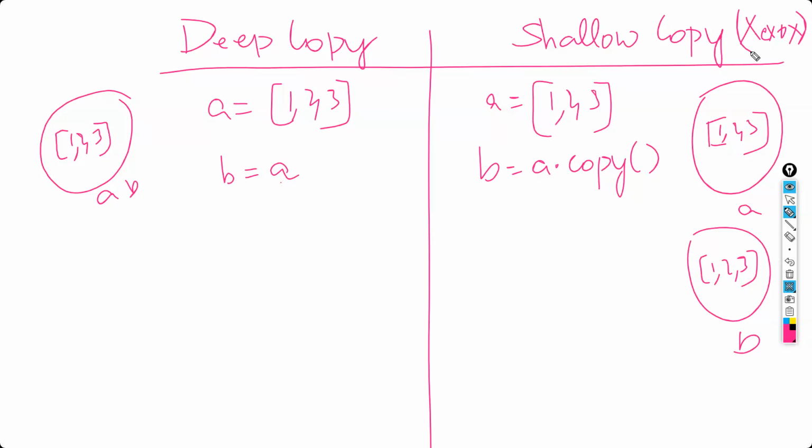Okay. Now here what I'm going to do is for B, I'm appending 4. For B, I'm appending the 4.